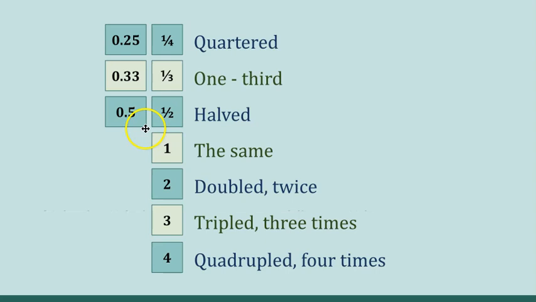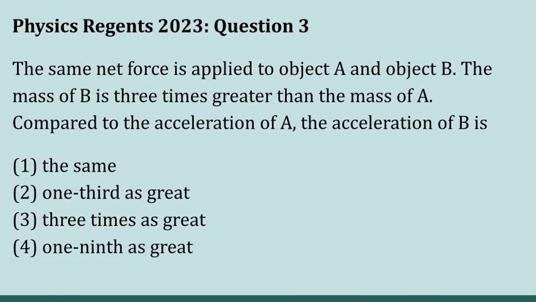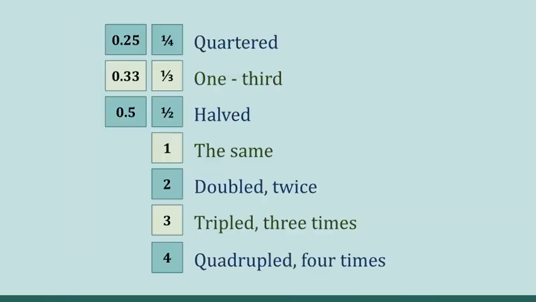So the keywords that I have highlighted are things like quartered, 1/3, halved, the same, doubled, and so on. All of these keywords are kind of hints that you might be using the comparison method to begin with. Like if we look at the question, we see a lot of these keywords here. They're not really asking us to solve for the acceleration, like get an actual number in meters per second squared. They just want us to compare how the acceleration of B is different than the acceleration of A. So we're going to look at these keywords again once we solve the problem.